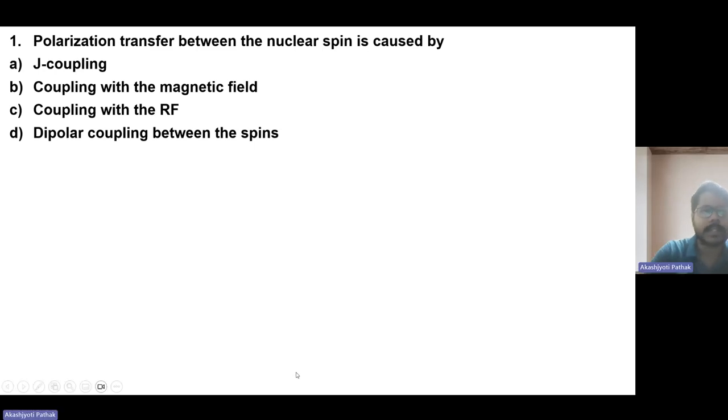So based on this concept, we'll be discussing the first question. The first question is: polarization transfer between the nuclear spins is caused by. There are four options. First is J coupling. Second is coupling with the magnetic field, third is coupling with the radio frequency, and fourth is dipolar coupling between the spins. So what should be the answer to this question? The answer should be option D, right? Dipolar coupling between the spins.